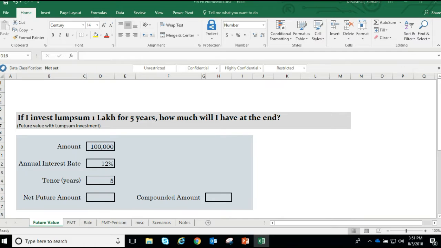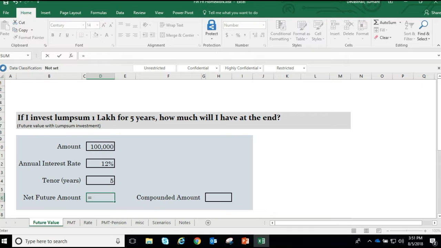Now I've jumped into Excel where I'll take you through some actual examples where we can try the formula that we learned before. Let's look at this example of a lump sum investment. If I invest lump sum 1 lakh for 5 years, let's say in mutual funds, which gives us a rate of 12% annually, how much will we have at the end? You will see all this information across these boxes, and we'll use the FV, future value function here.